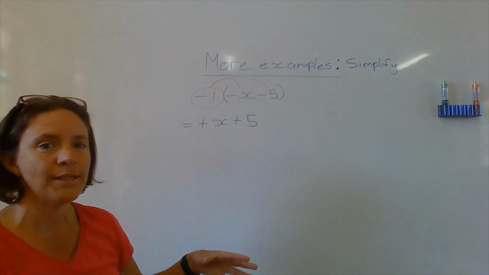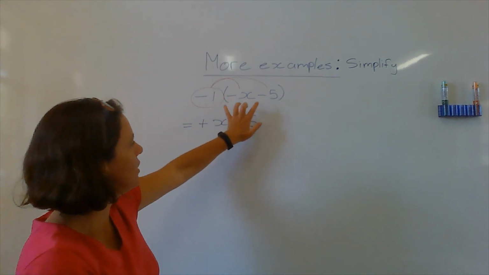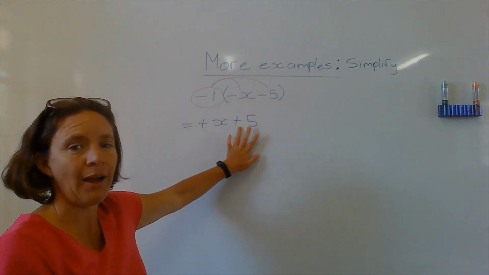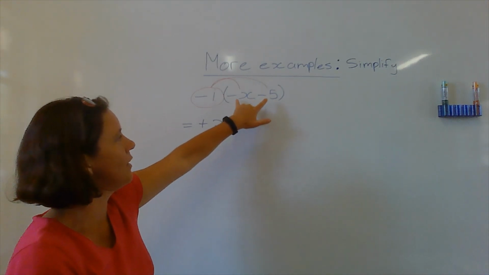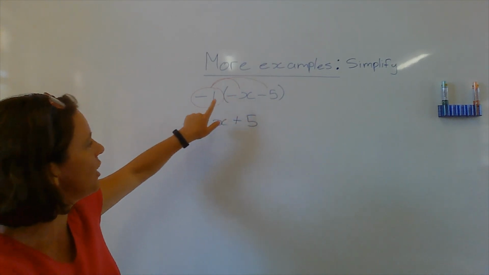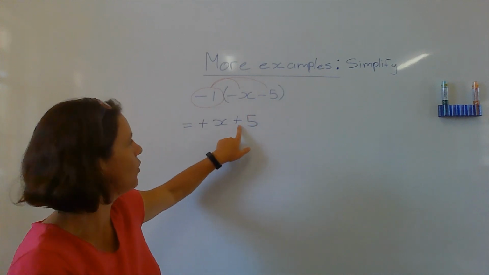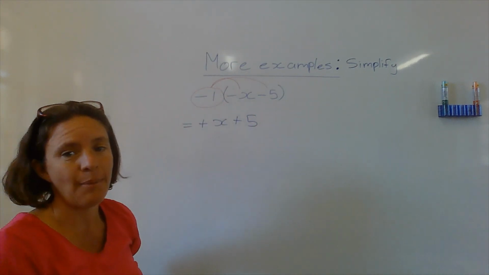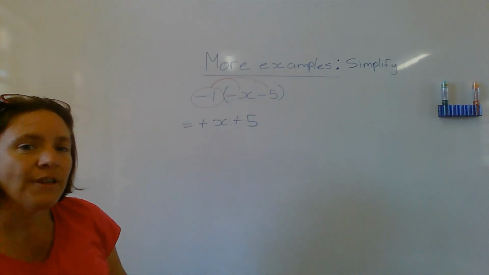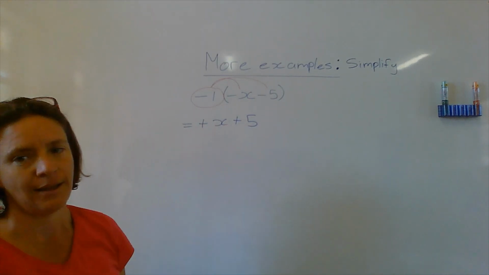Now I want you to notice something very special in this example. We've still got an x, we've still got a 5 term. The only thing that is different from my brackets to here is the sign has changed. That's changed from negative to a positive, and that's changed from a negative to a positive. So by multiplying by -1, we haven't changed the numbers or the variables. We've only changed the signs.